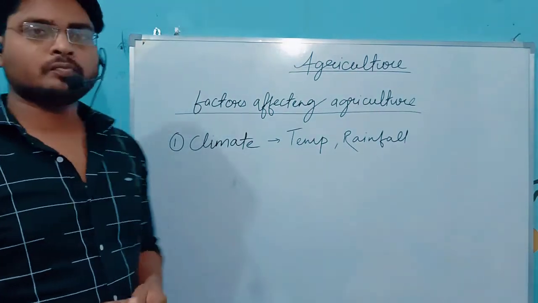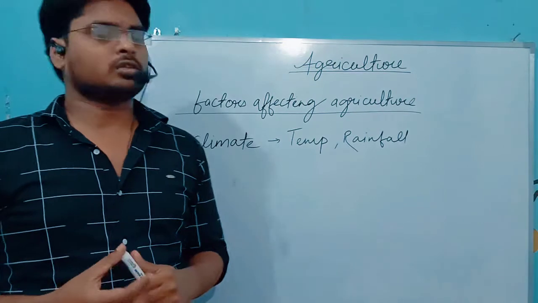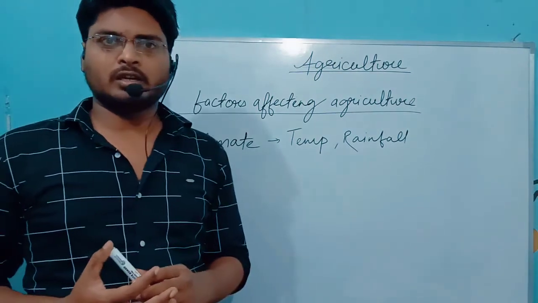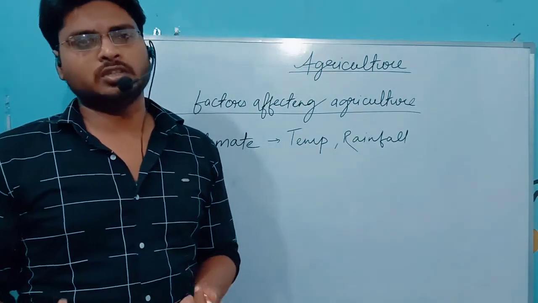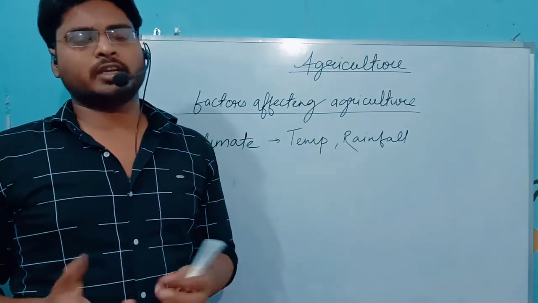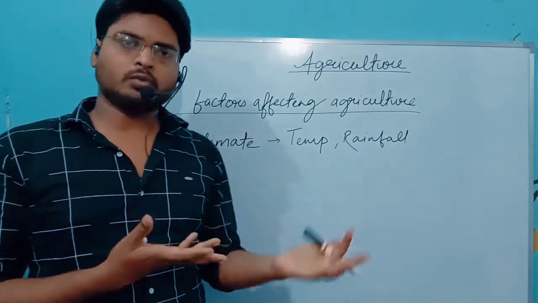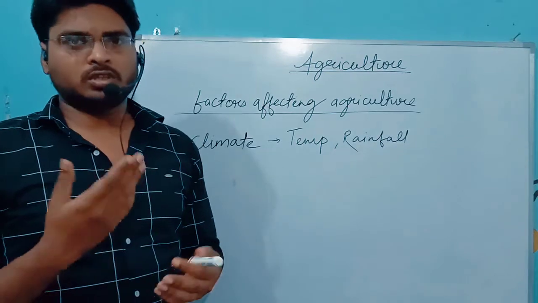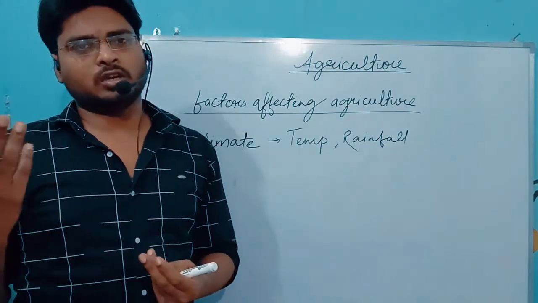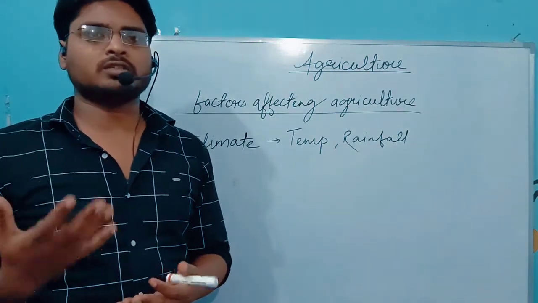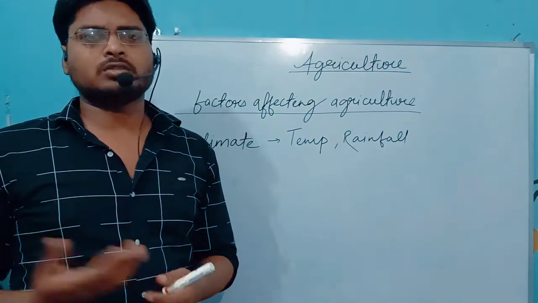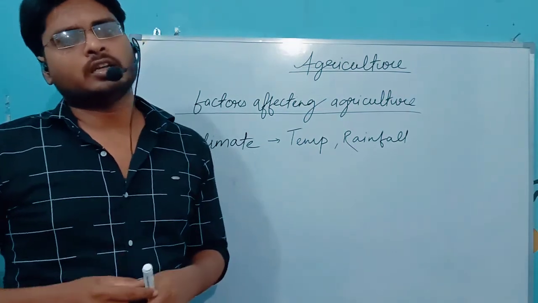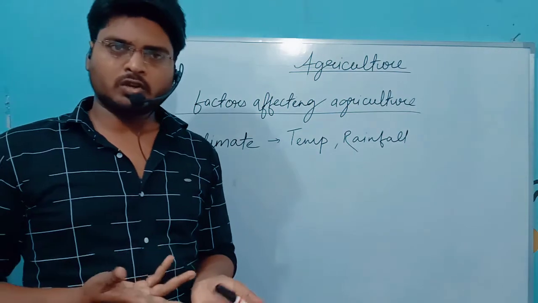So let's start. Agriculture is not a very simple thing, like you just sow a seed and it will grow by itself. It is not like that. A lot of things we have to take care of. We have to see the temperature, the soil patterns, the climate patterns. A lot of things we have to see, then only we can successfully grow a crop.